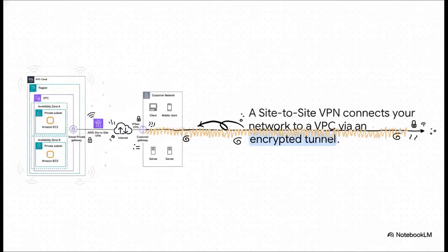In this diagram, it lays it out perfectly. Over on the right, you've got your customer network. On the left, there's your AWS VPC. And what's connecting them right smack in the middle? The public internet. The VPN just creates this secure, encrypted tunnel to protect your data as it makes that journey.